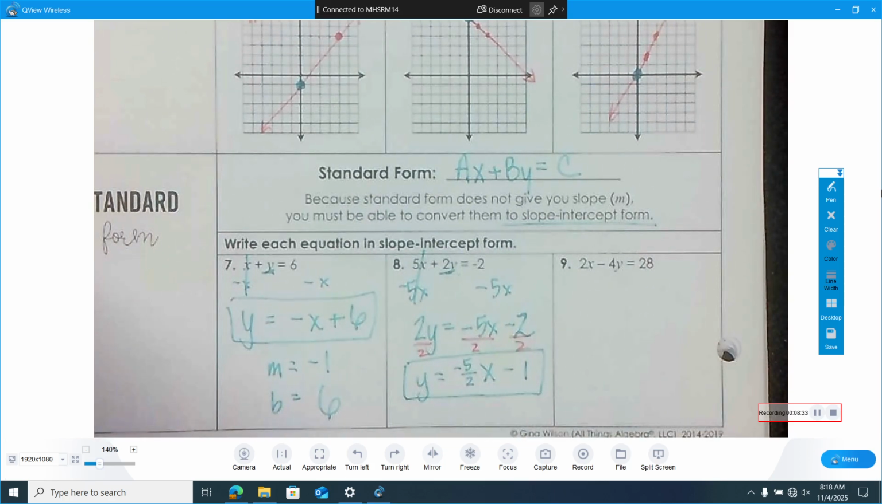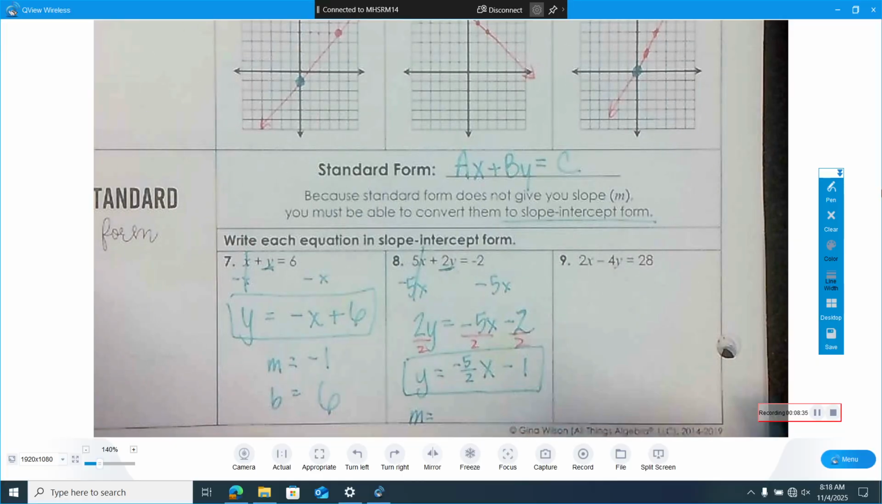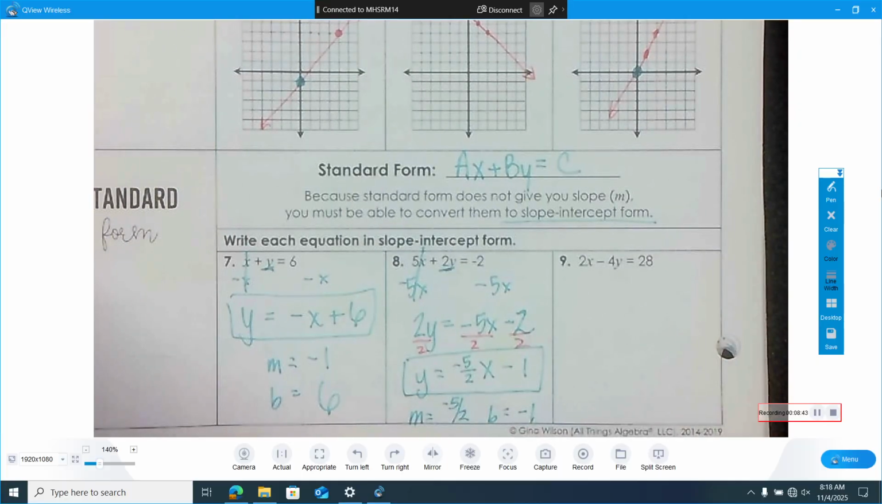All right, what's the slope and what's the y-intercept? Slope is negative 5 over 2. The y-intercept is negative 1. Good. Okay. All right, number 9.